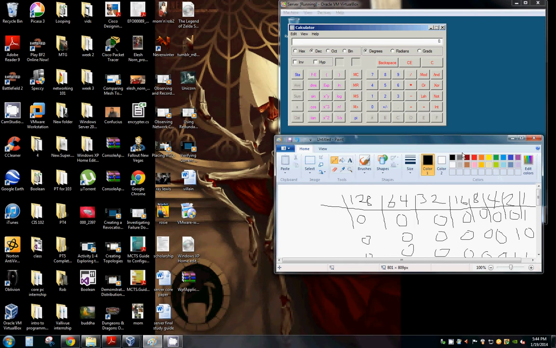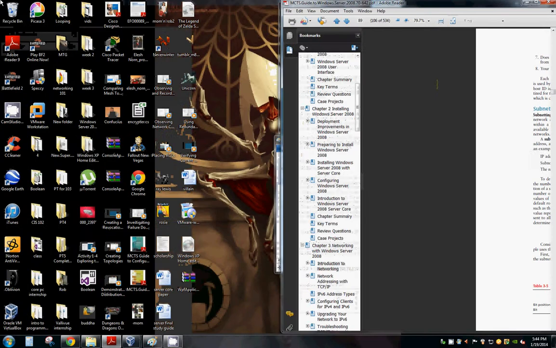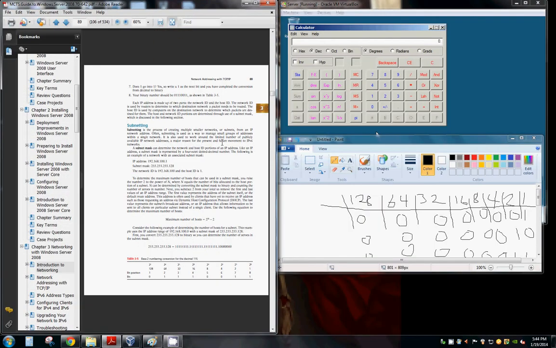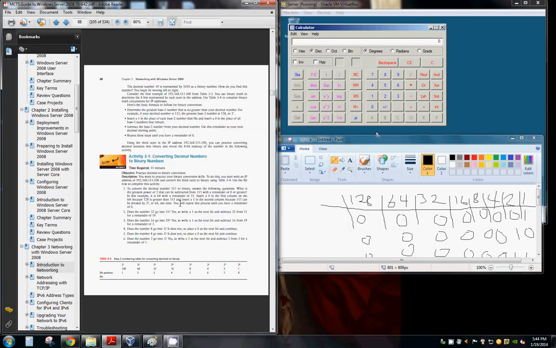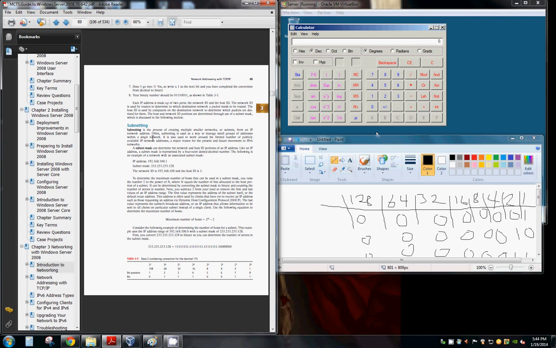From there, it wants us to go into our calculator. Pull up the book here. The reason we want to do this is for subnetting, because we break networks up into smaller portions, so you don't have a bunch of extra addresses that no one's living at. There are no computers or anything.